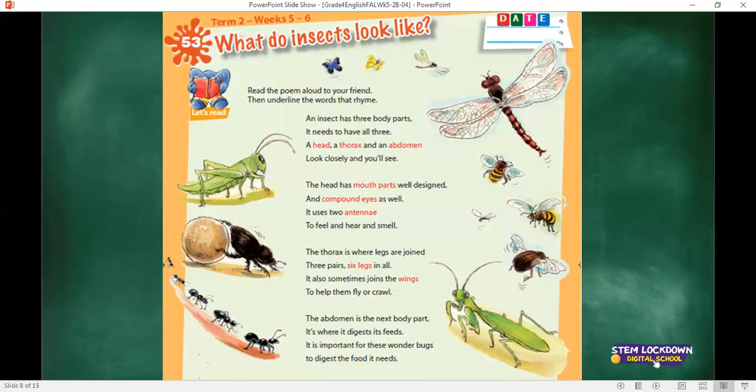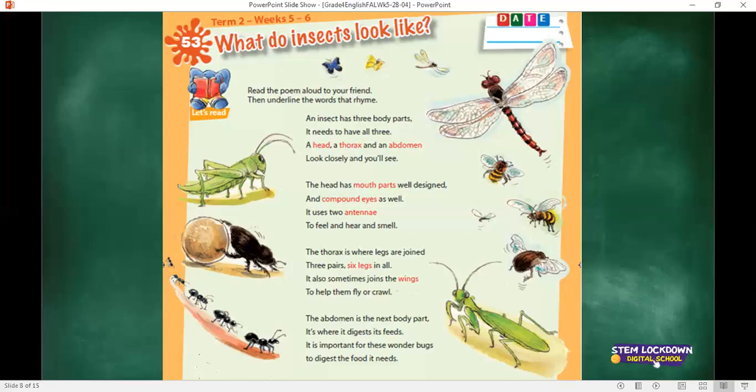The abdomen is the next body part. It's where it digests its feeds. It is important for these wonderful bugs to digest the food it needs. So I hope you could hear while I was reading where my rhyming words are. Remember, they won't be at the end of every sentence.